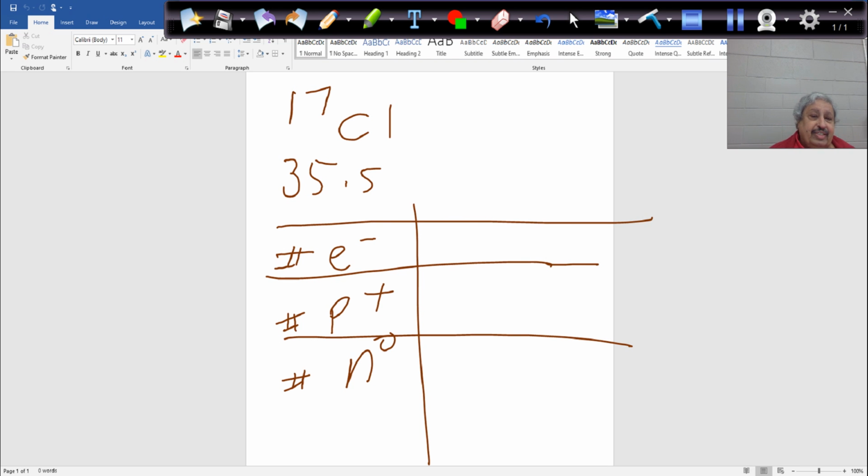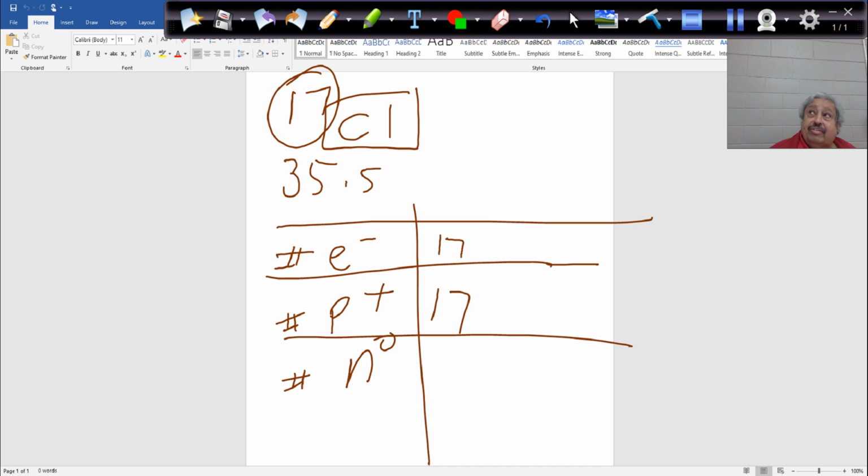Since this is 17, atomic number is equal to the number of protons, equal to the number of what? Electrons, correct? Correct, guys? So this is 17, this is 17. The protons, P plus, equal E minus. This is neutral. There is no charge on the chlorine.